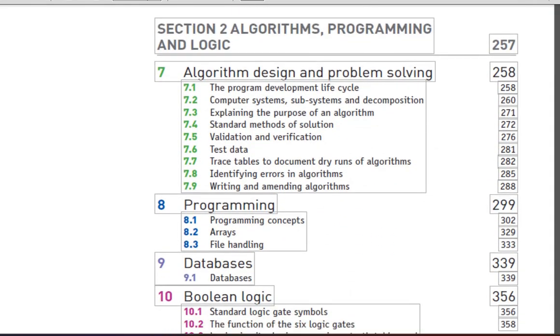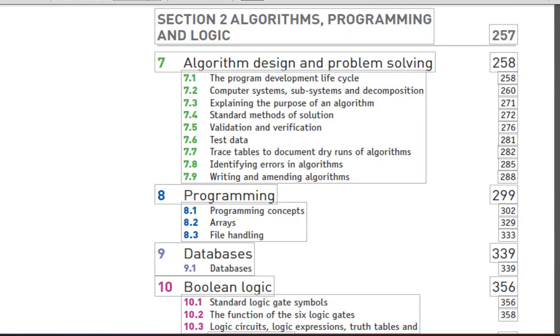Section 2, Algorithms, Programming and Logic. Algorithm design and problem solving is a whole chapter covering 50% of your paper. In this chapter you will learn about the stages. If you are going to solve a problem, there are some steps you need to follow: number 1 analysis, number 2 design, number 3 coding, and number 4 testing. All these 4 stages we will discuss in the program development life cycle.